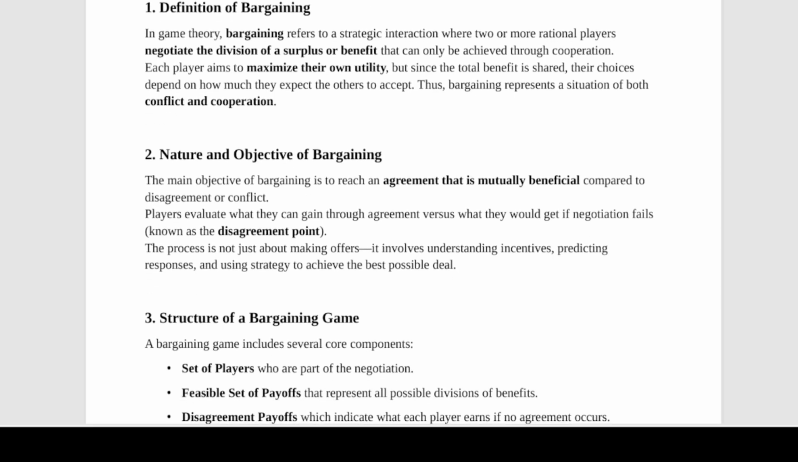Then the nature and objective of bargaining, as in why do players bargain? In an objective sense, why do players bargain? Because players compare what they get if they agree.